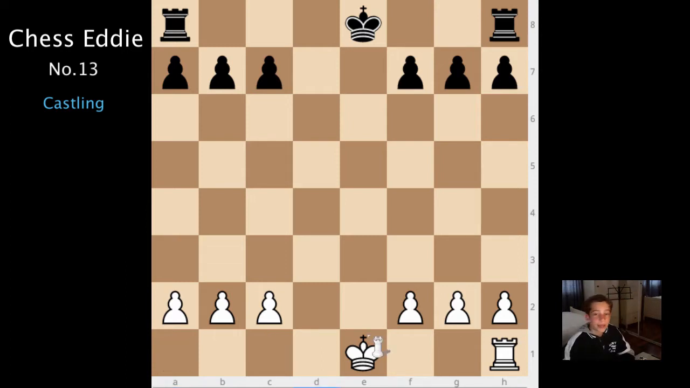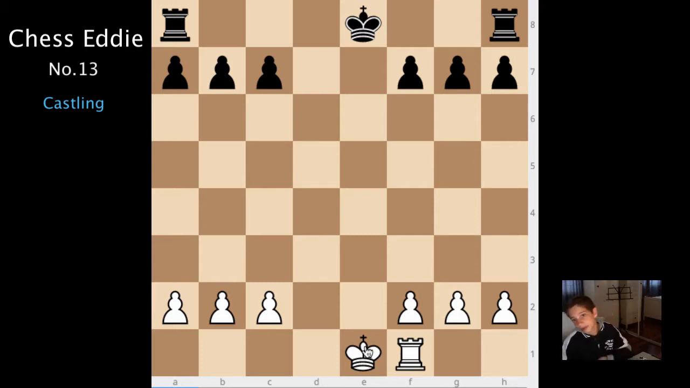Okay, so I'm back here with the fifth example, and in this example I'm going to show you that you cannot move your king or the rook if you want to castle. So right here, if the rook were to move to f1, the king and rook wouldn't be able to castle.